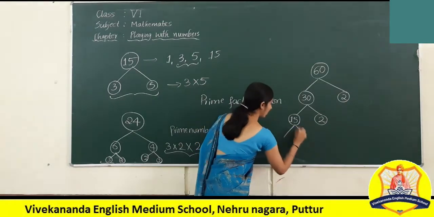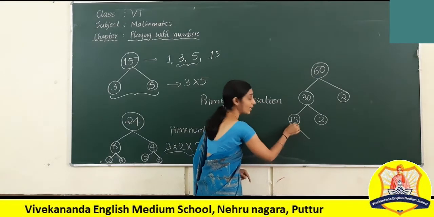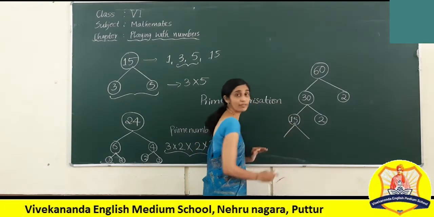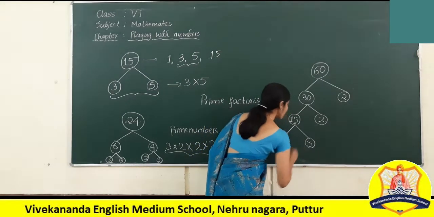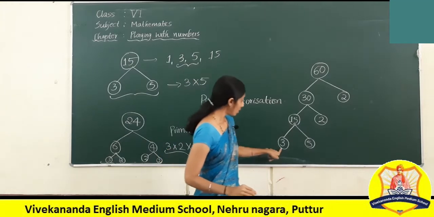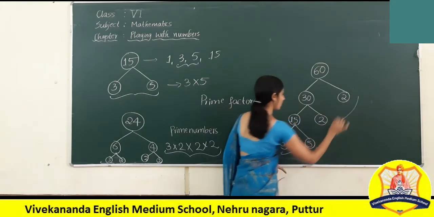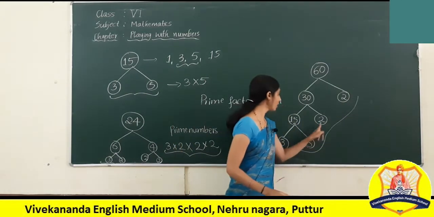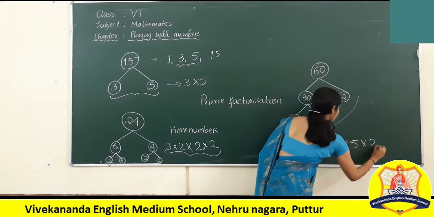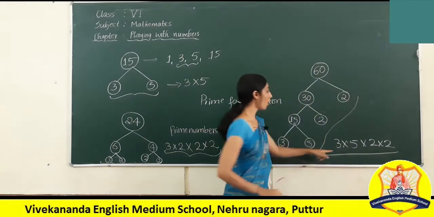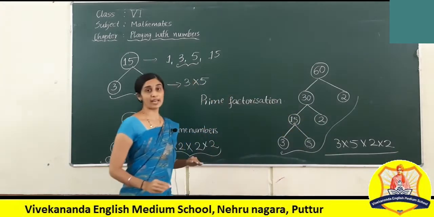It is a prime number. This is a prime number. This one I can. Right. It is not a prime number. It is a composite number. Hence, I can divide it further. So, 3 5's are 15. So, if you observe here, which are the final factors? 3 into 5 into 2 into 2. So, all these are prime numbers. So, this is prime factorization.